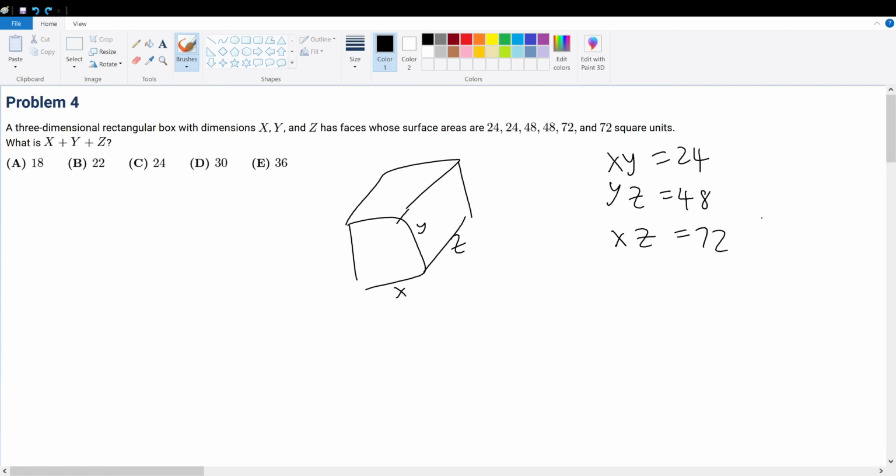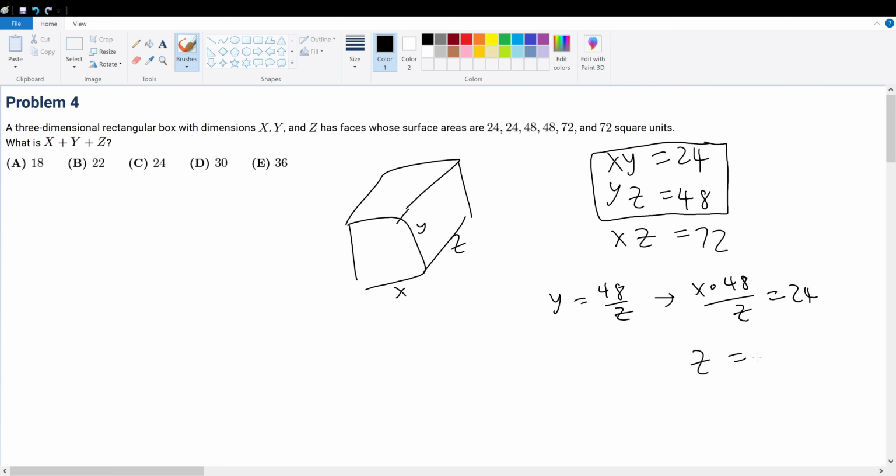Now, how do we do this? Well, let's isolate everything in terms of x and z. With these two, we know y is equal to 48 divided by z. So therefore, x times y becomes x times 48 divided by z, which gives 24. Right? And what is z equal to? Well, z is equal to x times 48 divided by 24, which is the same thing as 2x. Therefore, if we plug it into the third equation, we get 2x squared is equal to 72.